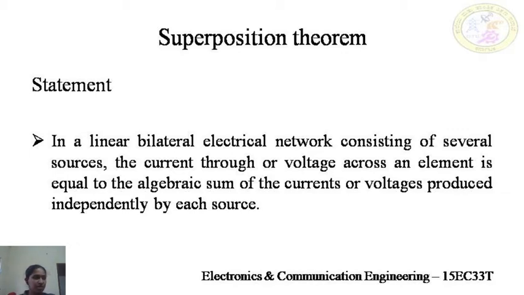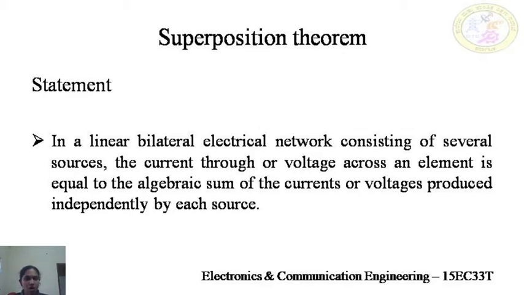In any network, if a number of voltage or current sources are acting simultaneously, the voltage across or the current through any branch can be calculated by adding algebraically all the individual voltages or currents caused by each independent source acting alone with all other independent voltage sources replaced by short circuits and all other independent current sources replaced by open circuit.